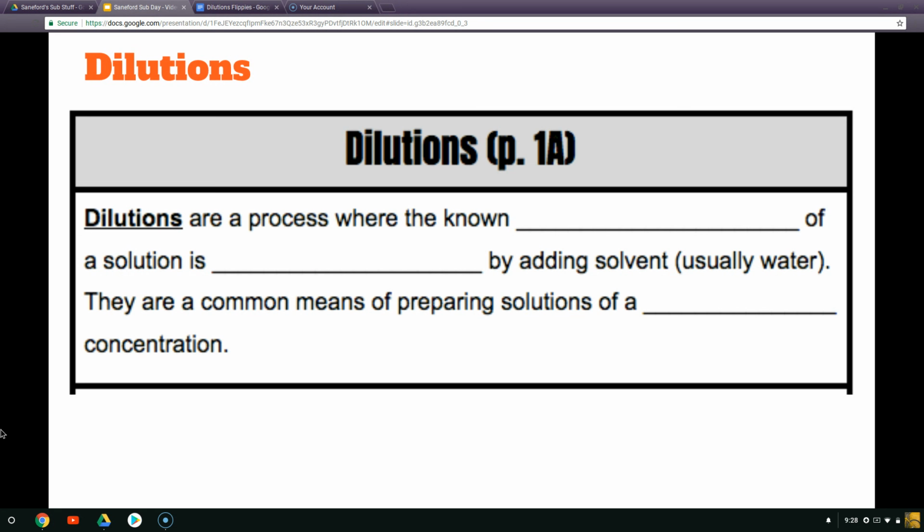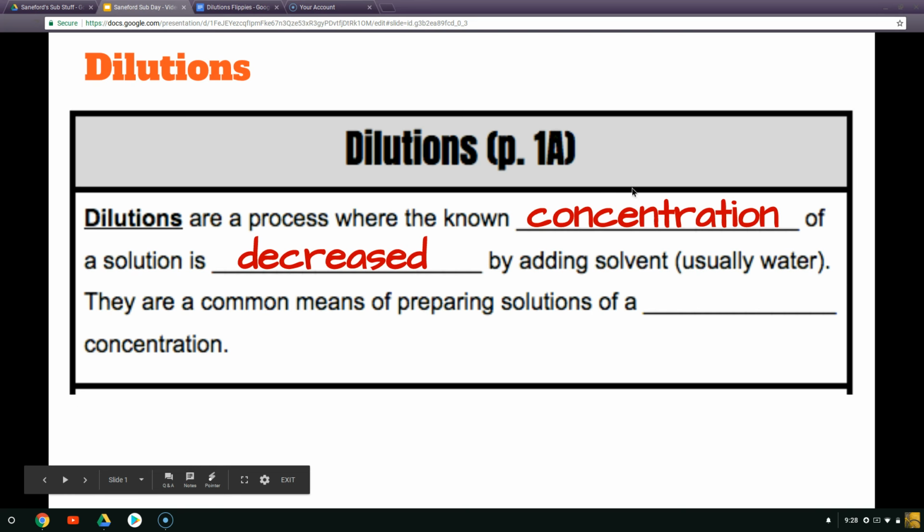So we're talking about dilutions today. It's a process where we take a known concentration of a solution and it is decreased. That concentration is decreased by adding solvent, usually water. So that known concentration solution is usually called a stock solution.